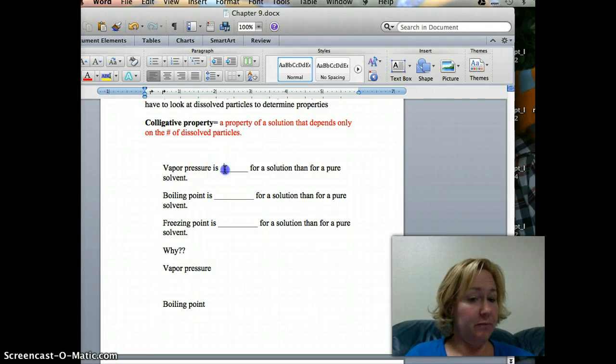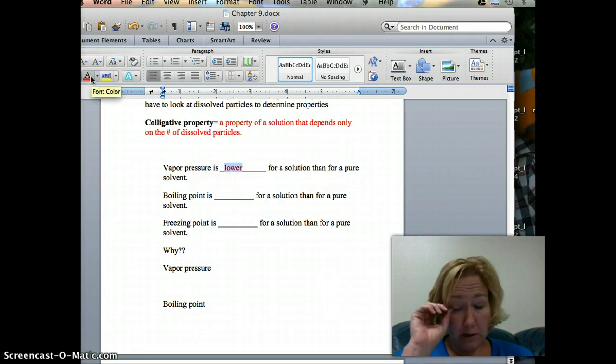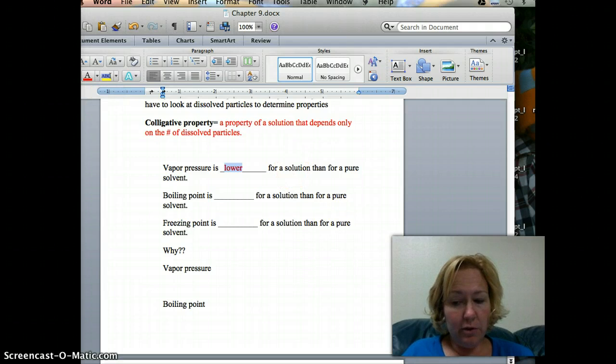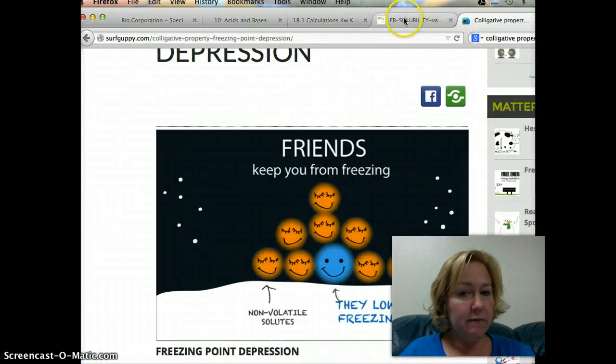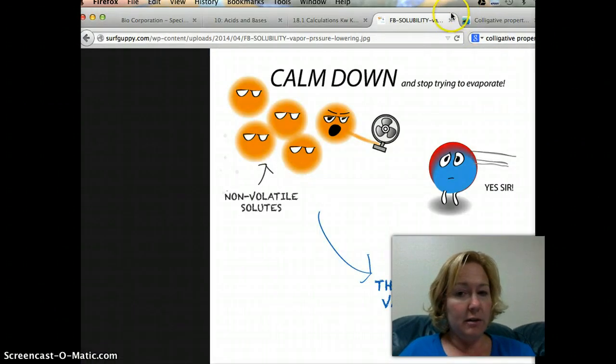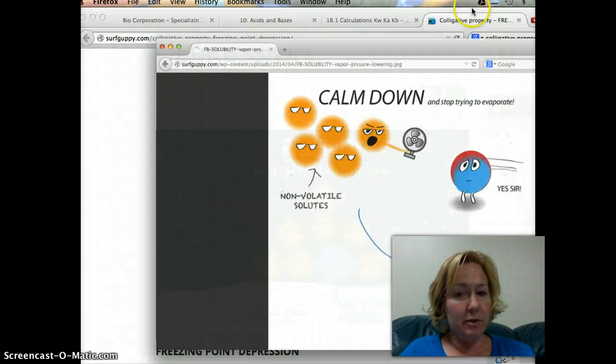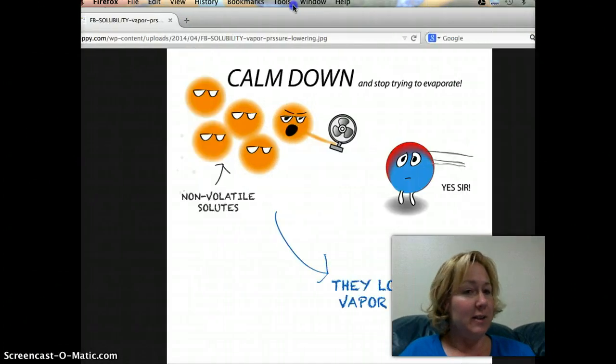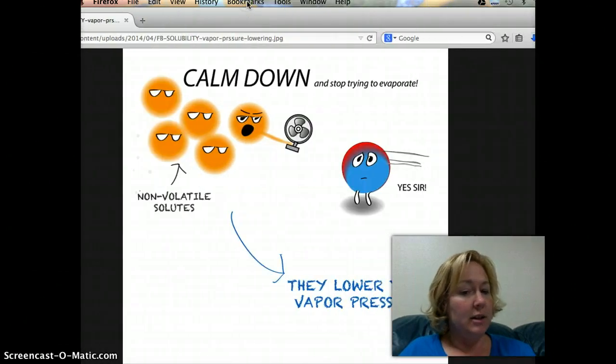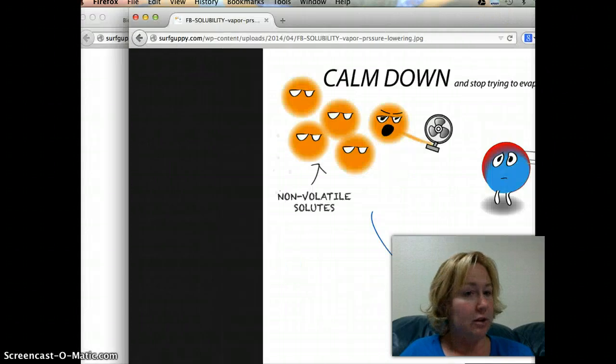So what does this do? Vapor pressure is lower. Why? What does that mean? I have this handy little thing for you to see because I think it's funny. Can you see that? Calm down and stop trying to evaporate, because non-volatile solutes lower your vapor pressure. Stop trying to evaporate.